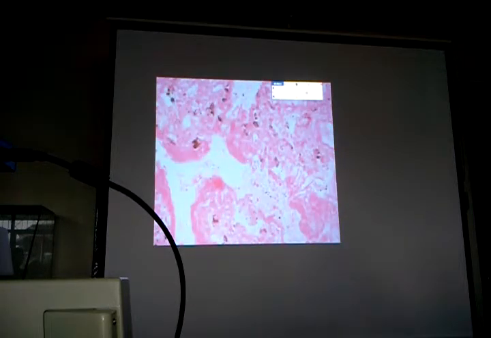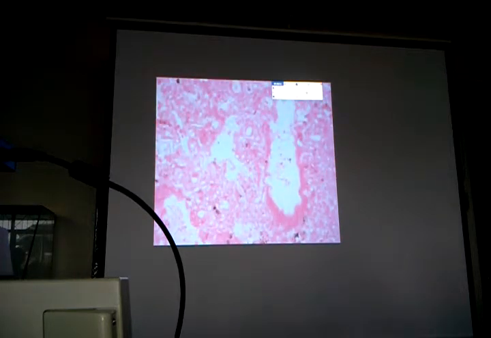So, there are two types of hyaline membrane disease. The one that will develop in neonates and then the one in adults, ARDS. What is the cause of hyaline membrane disease in the neonates?